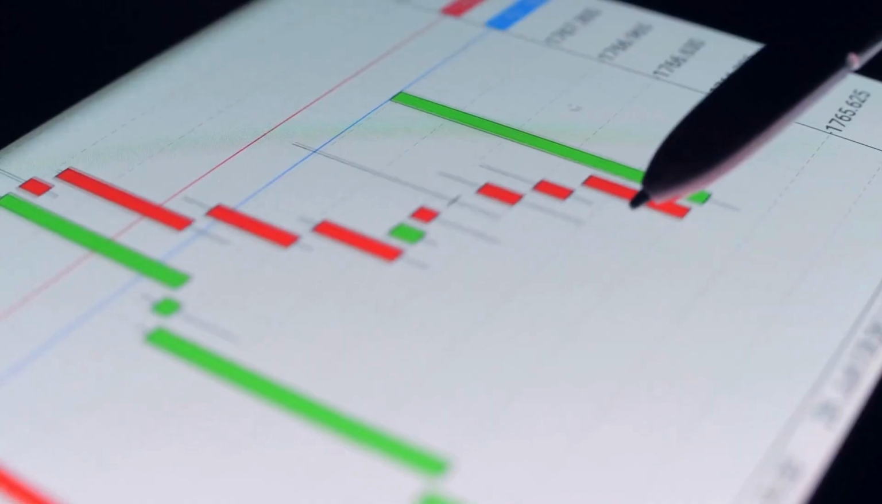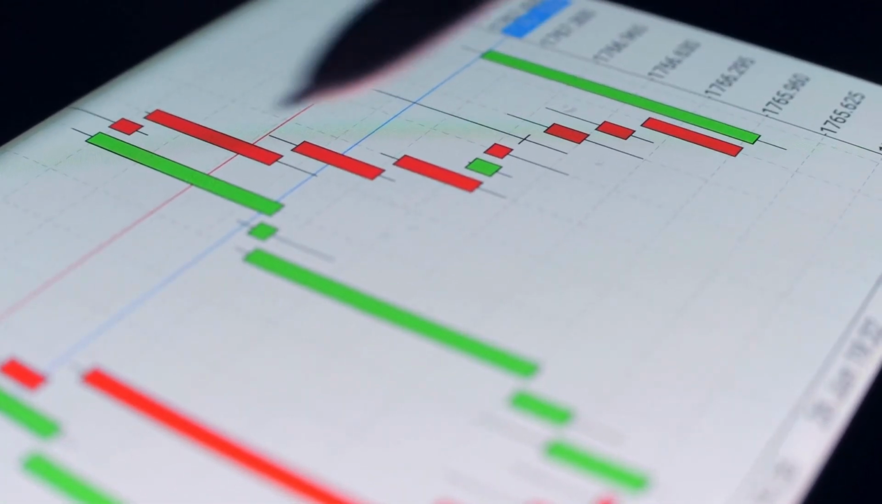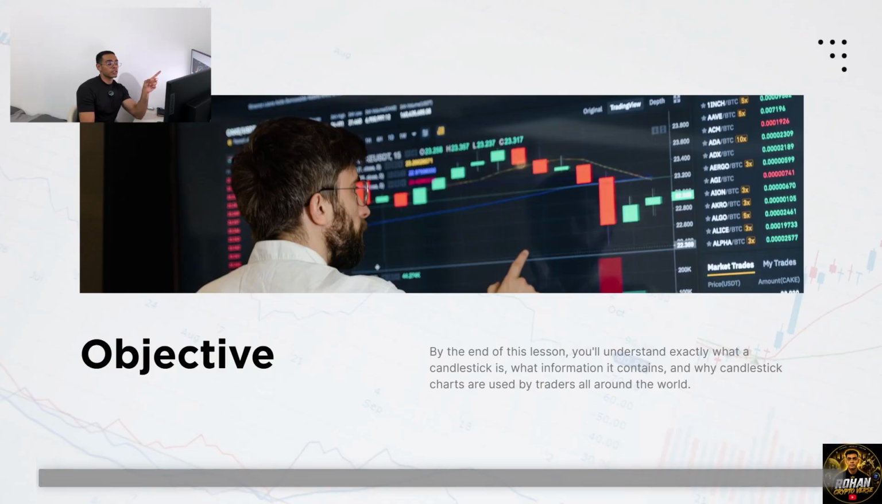So this is a two-part video. The first video will be how to read a candlestick, and then we'll jump into how to identify the pattern in the candlestick. Okay, so by the end of this video, you should understand exactly what a candlestick is, what information it contains, and why candlestick charts are used by all traders around the world.